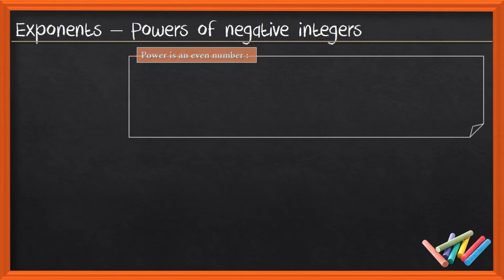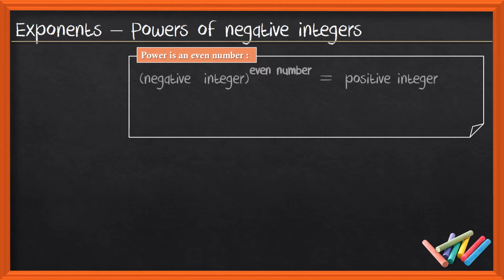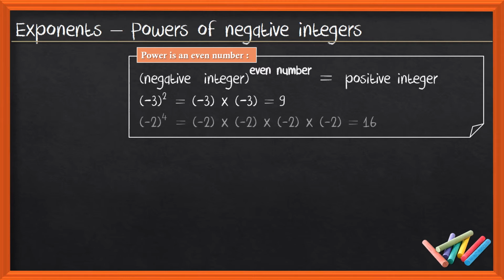So we can conclude that when the power of a negative integer is an even number, we would get a positive integer. Let's look at some examples. Negative 3 square is positive 9. Similarly, negative 2 to the power of 4 is positive 16. In both these examples, the power is an even number. Hence, we get a positive integer as a result.